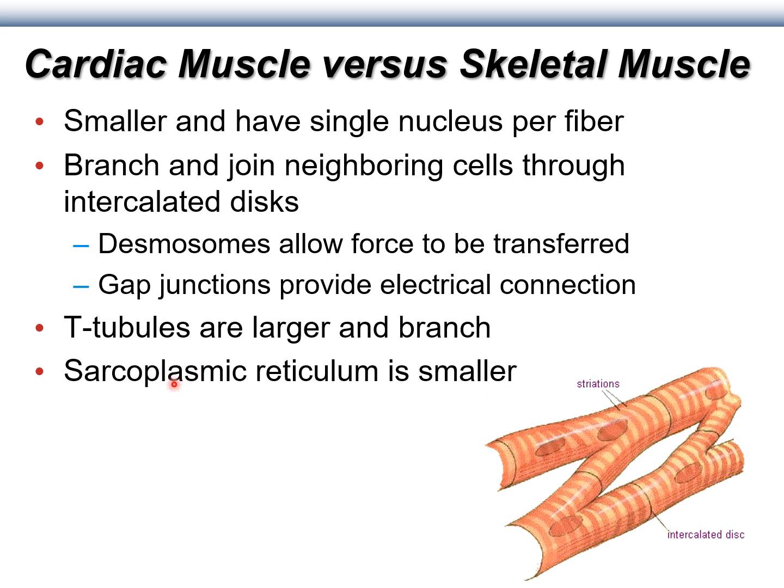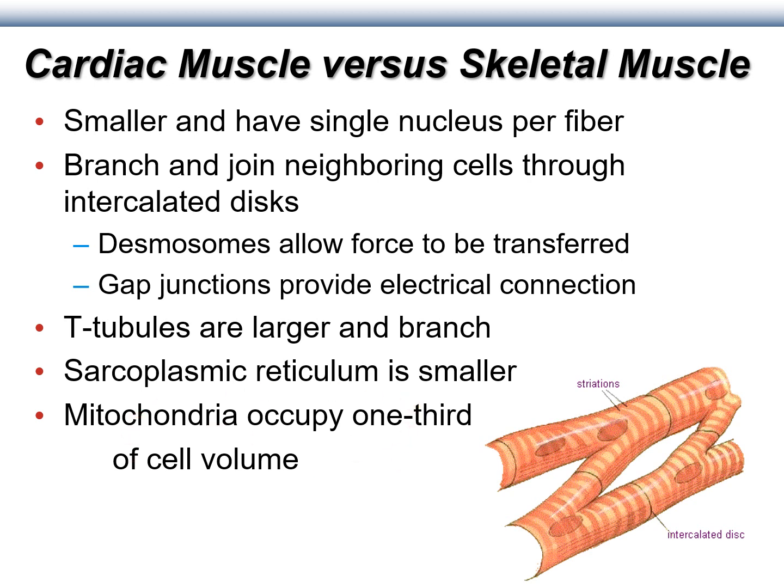The sarcoplasmic reticulum is smaller. It doesn't hold quite as much calcium. That's because we're depending on more calcium coming from extracellular sources, either other myocardial cells or from the autorhythmic cells or straight from the extracellular fluid. That's part of why we see influence of cardiac contraction from hormones, because it will alter the calcium kinetics. It will let more calcium in from extracellular sources.